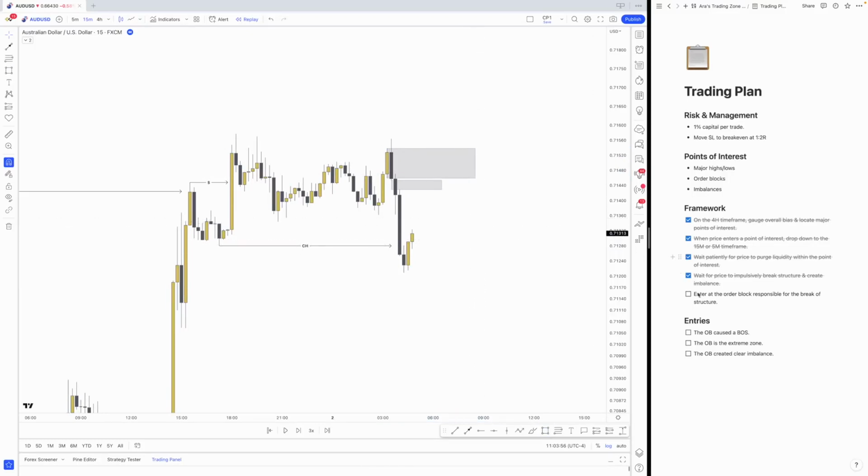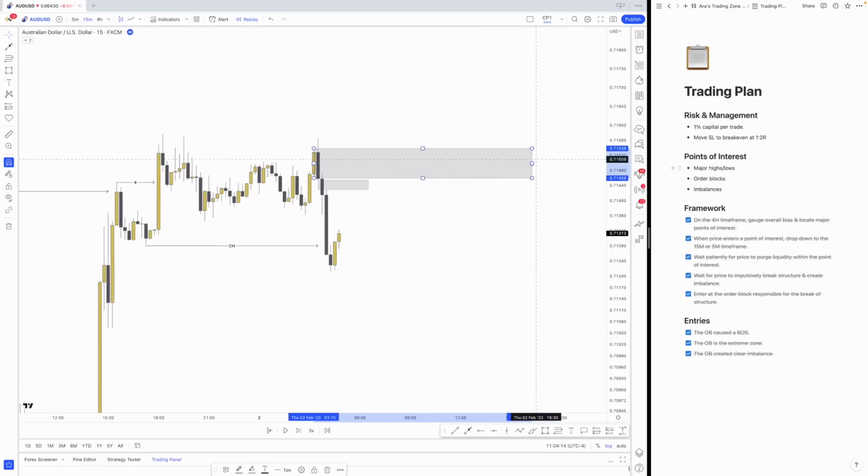Okay, so we can check that final item off the list. Now before we enter a trade here, let's go over our entry checklist. The order block caused a break of structure, yes. The order block is the extreme zone, yes. And the order block created clear imbalance, yes. So this is a valid trade to enter.